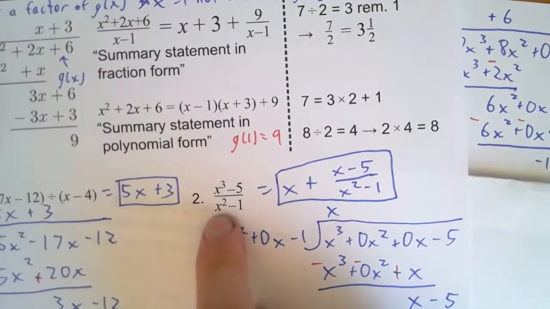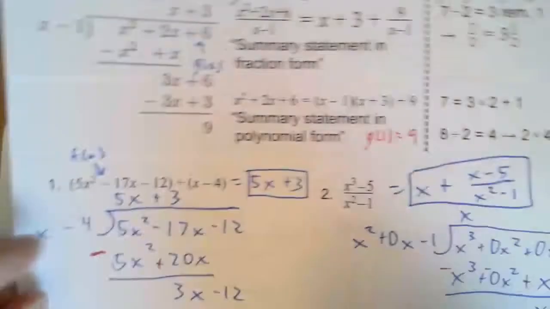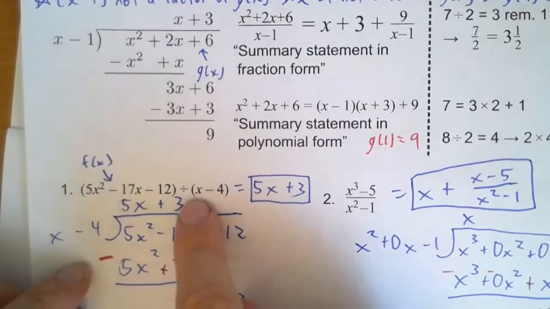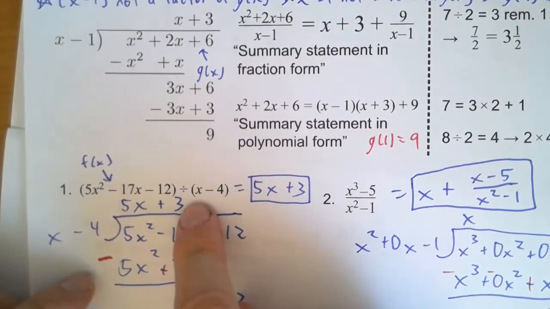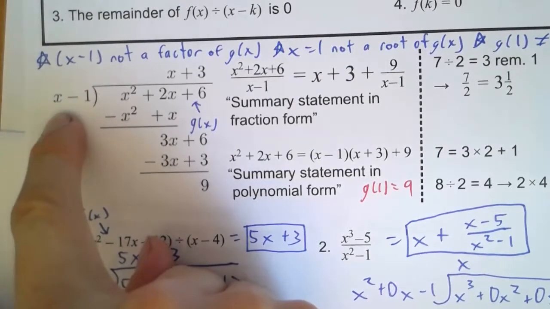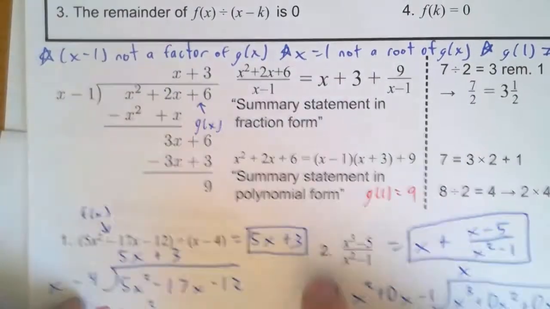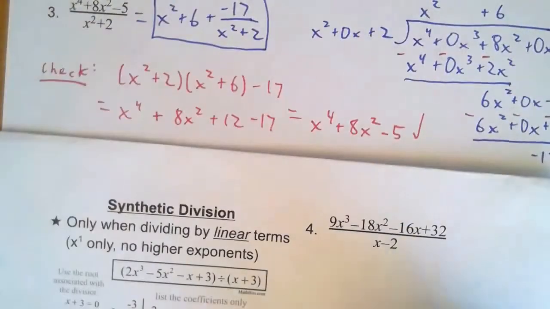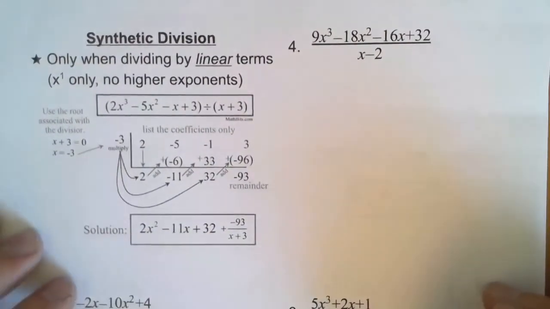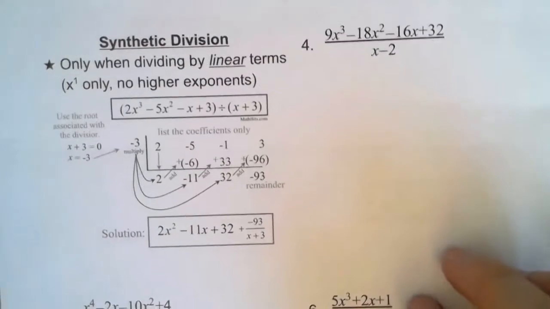No, because we're dividing by x squared. What about the first one? Yes, we were just dividing by x to the first, so we could use synthetic division on that one. This printed example, we could have used synthetic division on that one. If we're only dividing by x to the first, if we're not dividing by x squared, we can use this trick called synthetic division.